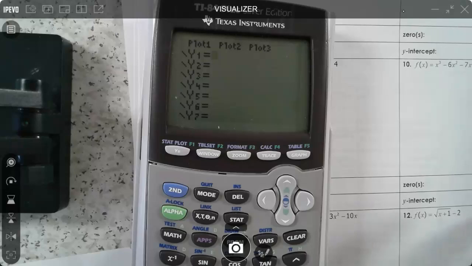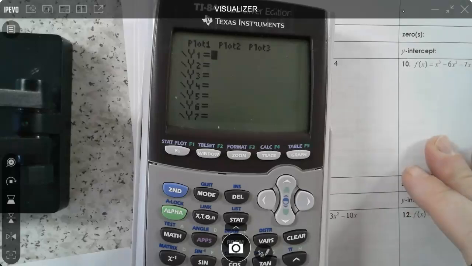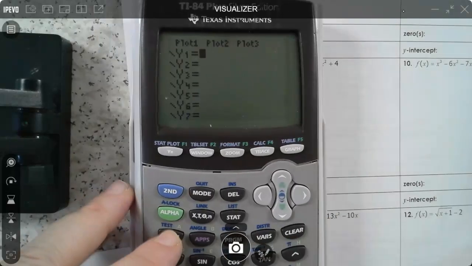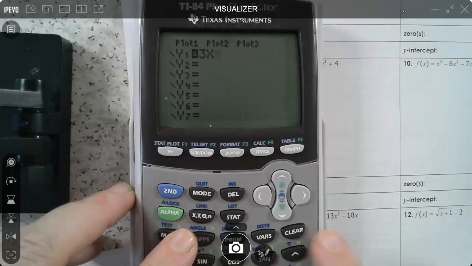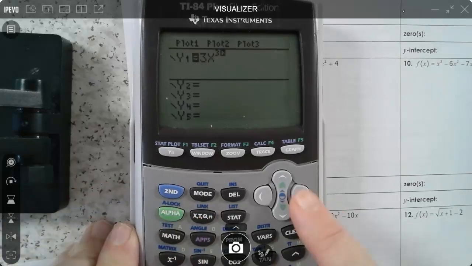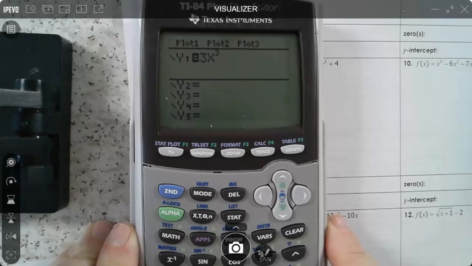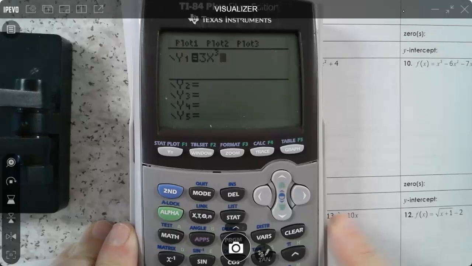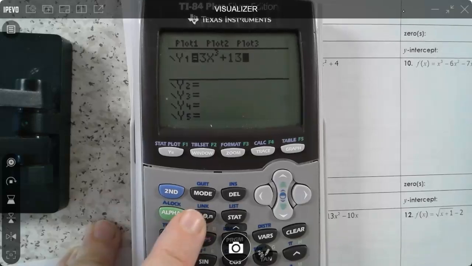All right, I'm going to just type this equation in, what was it? 3x to the third. 3x to the third. 3x. This is 13. Wait, how'd you do the regular? How'd you get it there? You have to click up and change it.